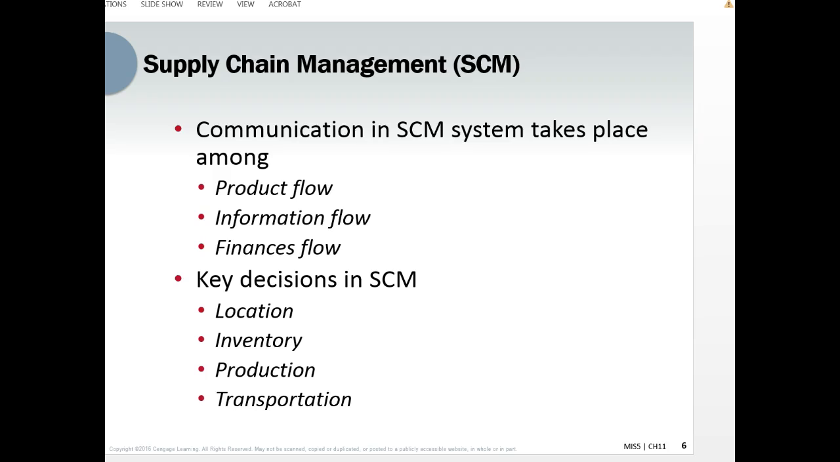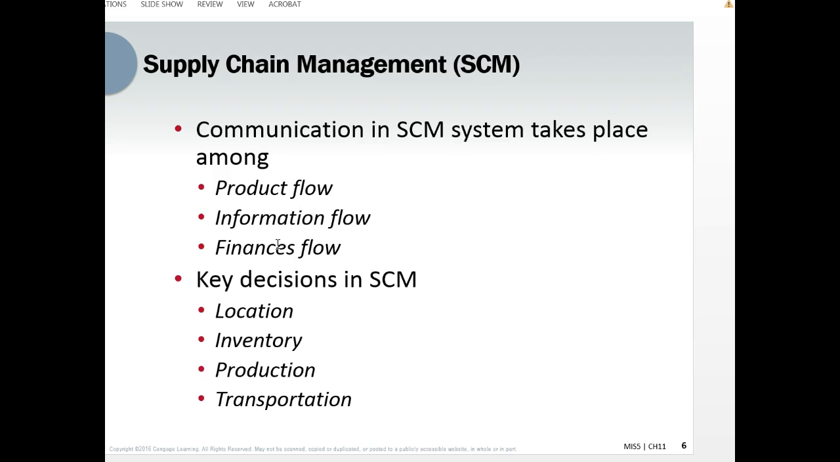Communication in a supply chain management system takes place among the following areas. One of them is the product flow, managing the movement of goods all the way from supplier to the customers, and that includes customer service and support. Information flow, which oversees order transmission and delivery status updates throughout the order processing cycle, as well as financial flow, which handles credit terms, payment schedules, consignments, and title ownership arrangements. In supply chain management, communication has to be managed in all of these areas, all the way from the raw material to the delivery to the customers.